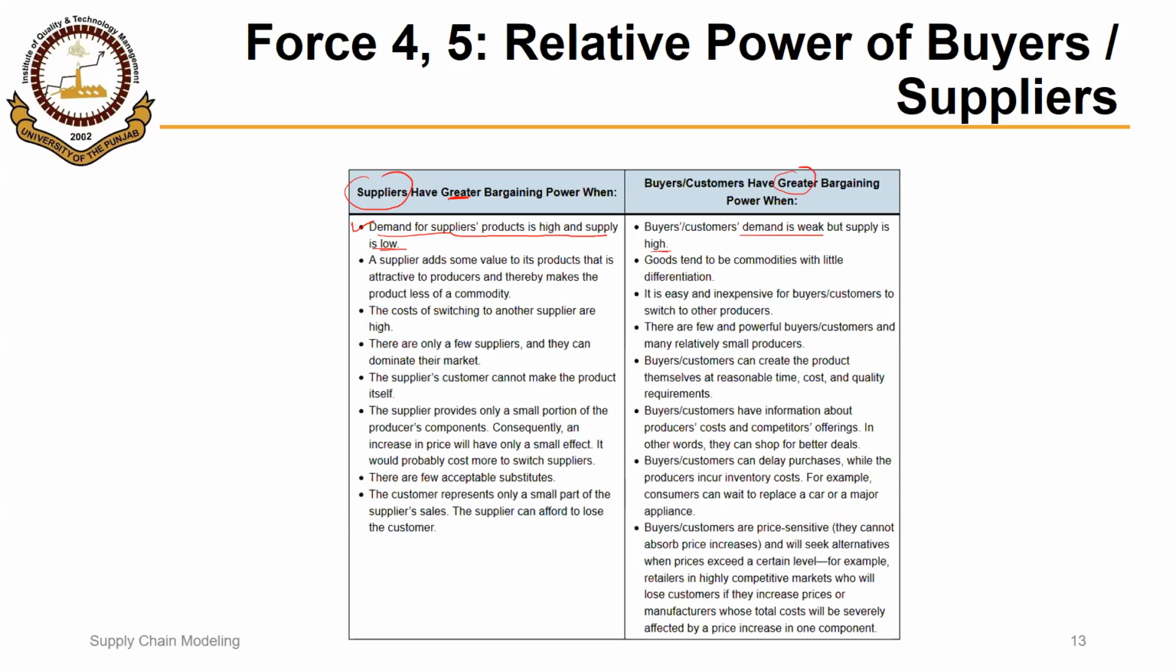So there are different suppliers available, so the buyer can choose between them. A supplier adds some value to its product that is attractive to the producer and thereby makes the product less of a commodity. So a supplier has some operation or technology that adds value that is actually required by the customer. So in that case, that supplier has stronger power. It has some unique process that is actually required by the customer. So the supplier will have high bargaining power.